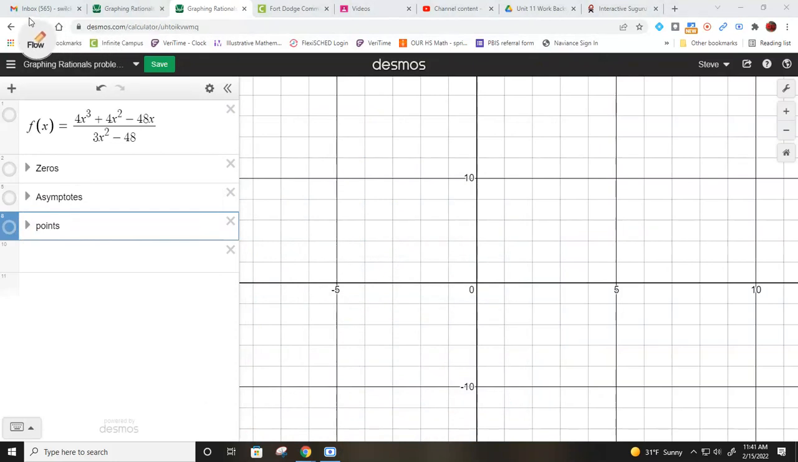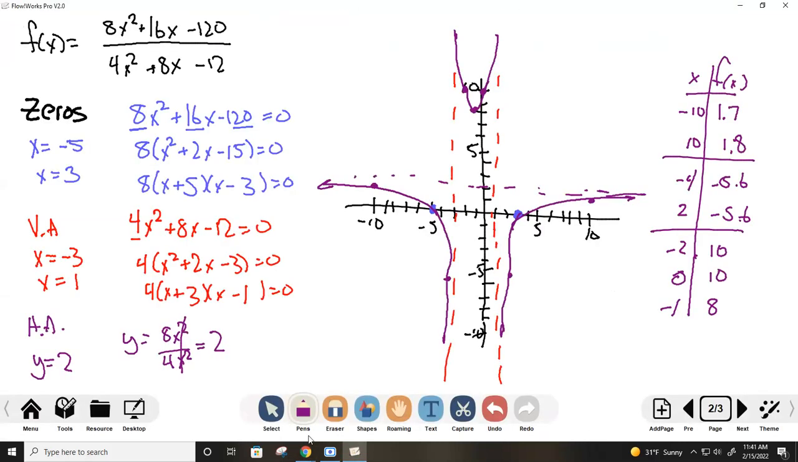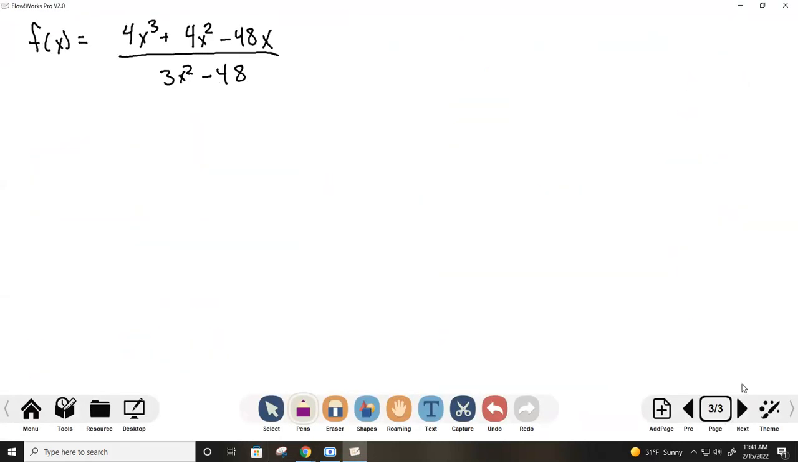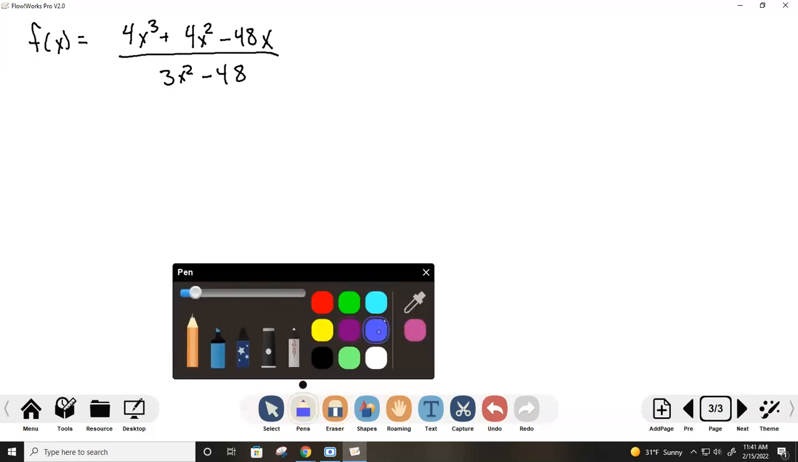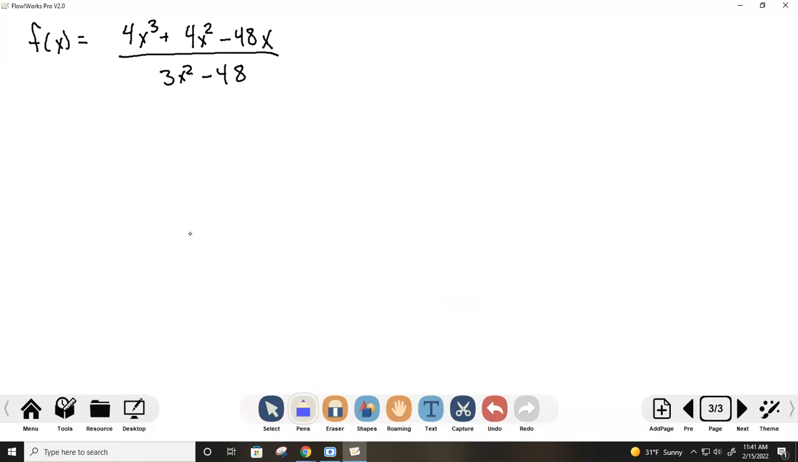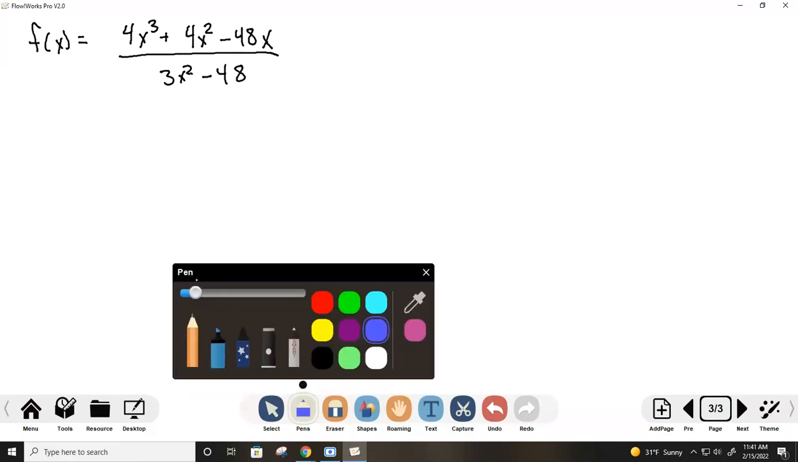So we're coming back here. We're going to look at this one: 4x cubed plus 4x squared minus 48x over 3x squared minus 48. Let's bring up my worksheet. So again, we're going to start off finding the zeros. So see what you can do.